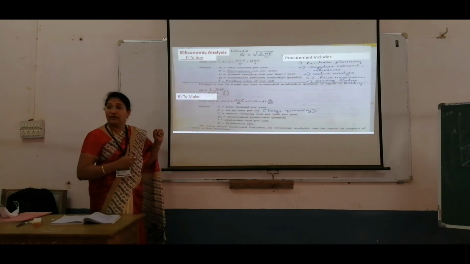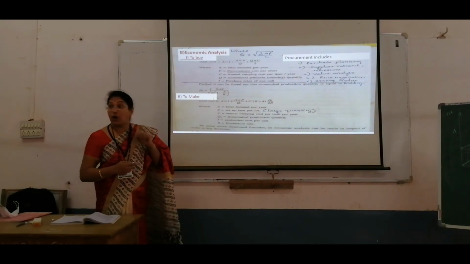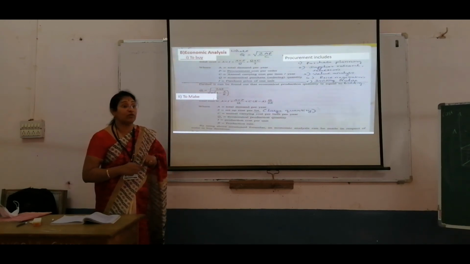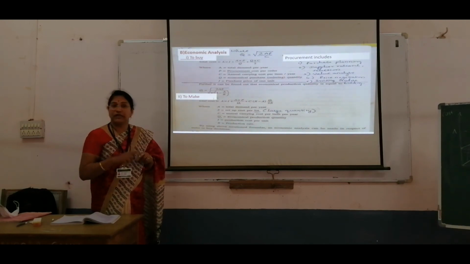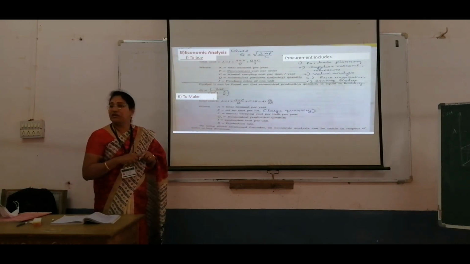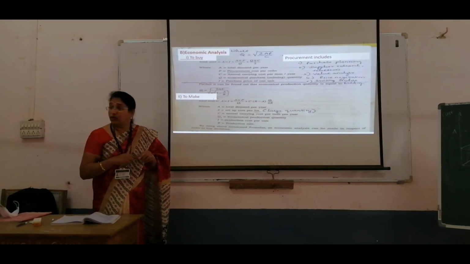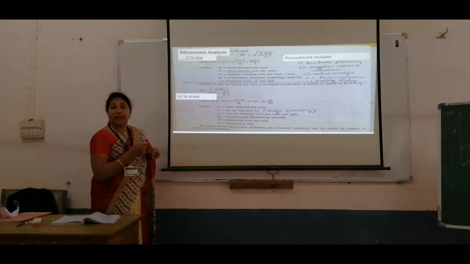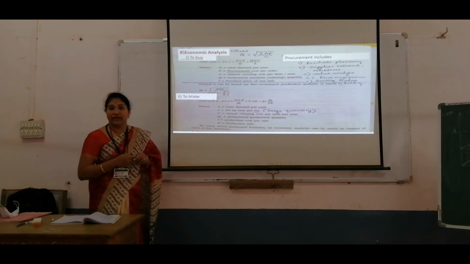If you make it, then it may be 60 rupees. Cost of one transformer is 60 rupees. Then what do you do? If you make it, it will be 60. If you buy it, it will be 50. It is better to buy it, no, because the total cost will be less for buying compared to making.